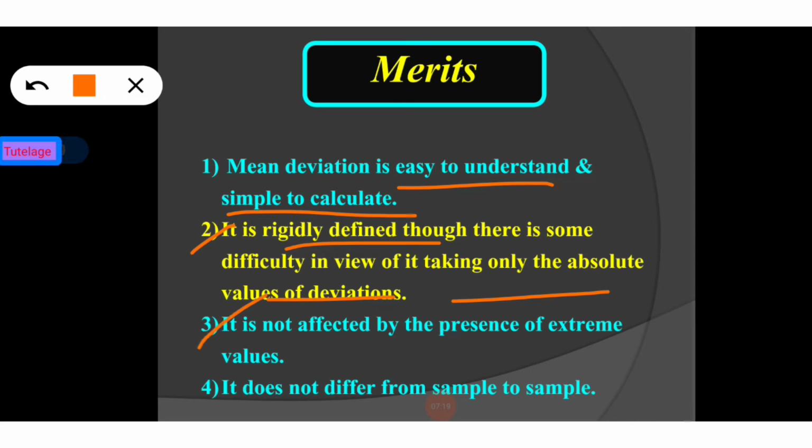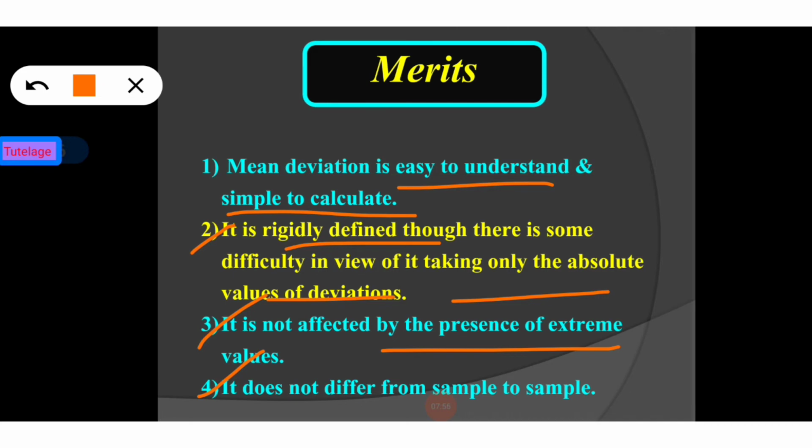And now going to the third one, it is not affected by the presence of the extreme values. Basically, mean deviation is based on all variables. Okay, so not dependent on the extreme value. So that's why there is no effect by the presence of the extreme value. So one of the most important advantages of the mean deviation is that it is not affected by the presence of extreme values, which is based on all observations. Okay, so now move on to the fourth.